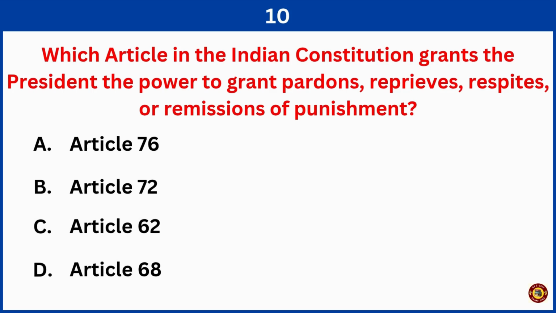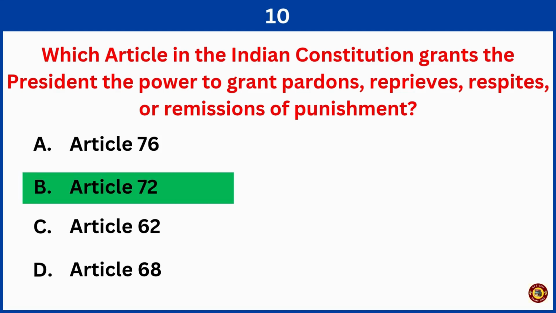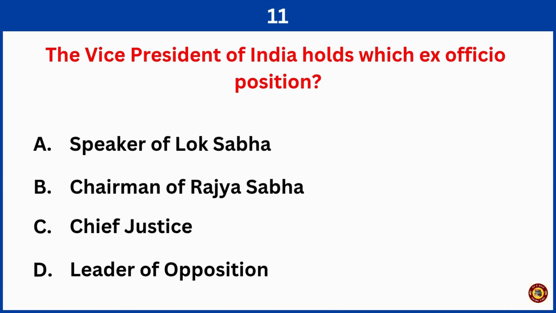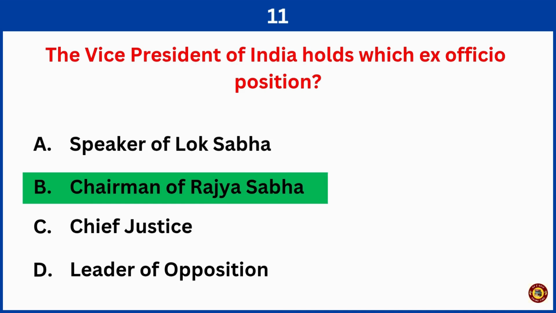Which article in the Indian Constitution grants the President the power to grant pardons, reprieves, respites, or remissions of punishment? Right answer is option B, Article 72. The Vice President of India holds which ex officio position? Right answer is option B, Chairman of Rajya Sabha.